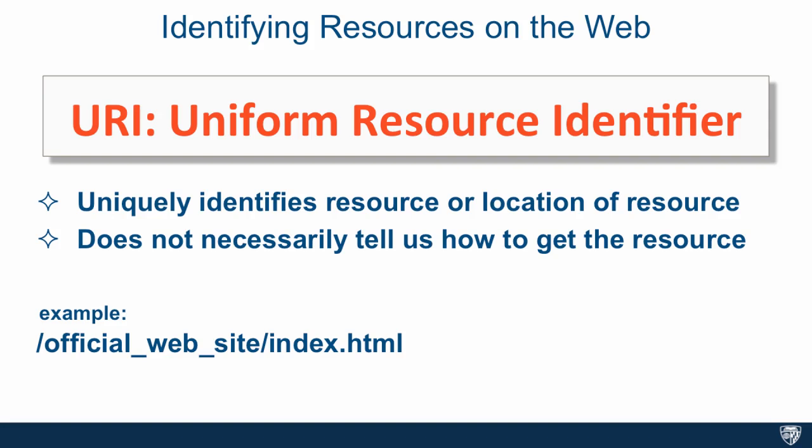But if you just give me the URI itself, it doesn't really tell me where to get it. And if you just come over to me and give me this URI, official website /index.html, I will not be able to get that resource because I won't know where to go to get it. Once you take me to Coursera.org and I start from the root of Coursera.org and I could start searching /official website /index.html, then I'm able to get it. But a URI by itself doesn't necessarily tell us how to get that resource.